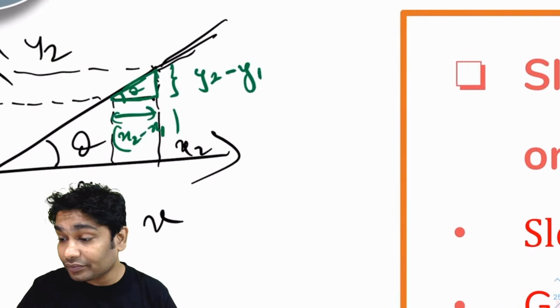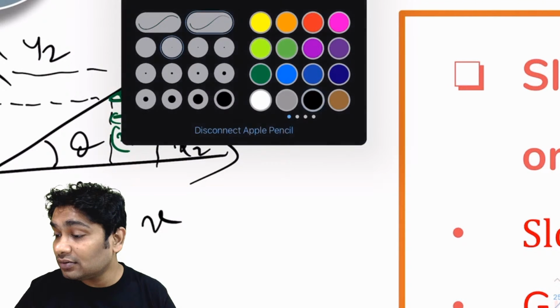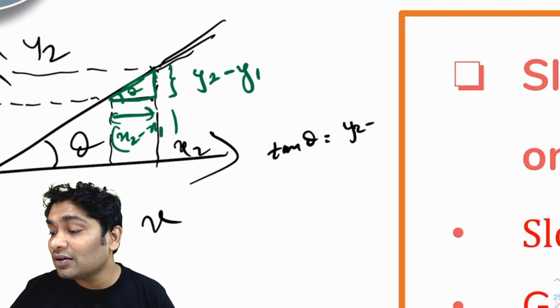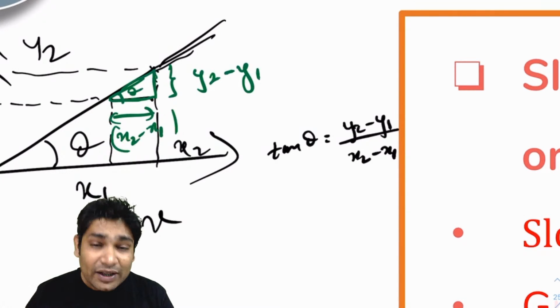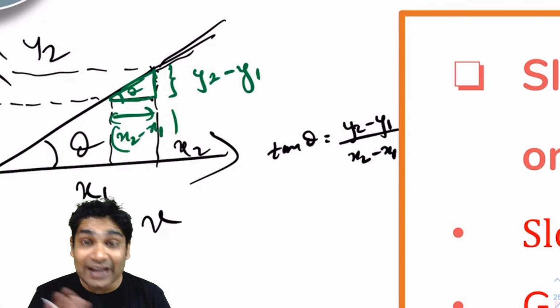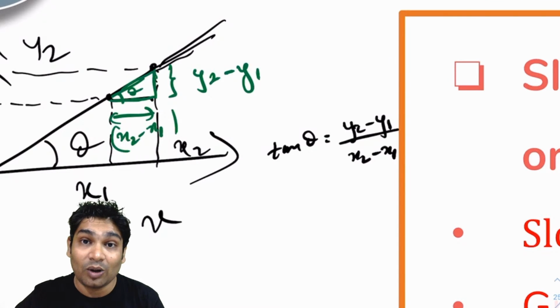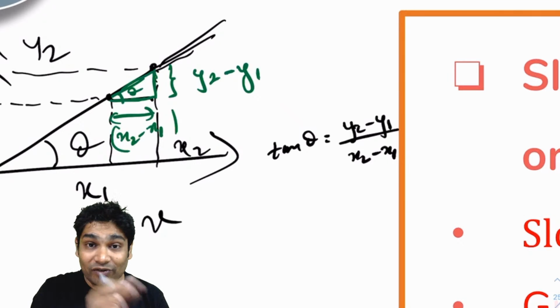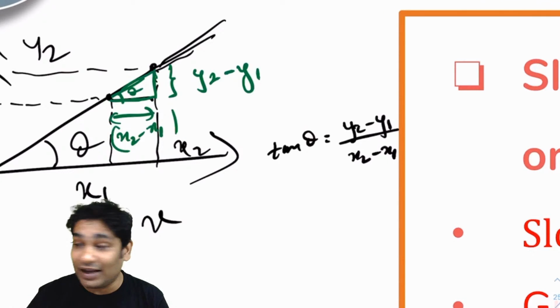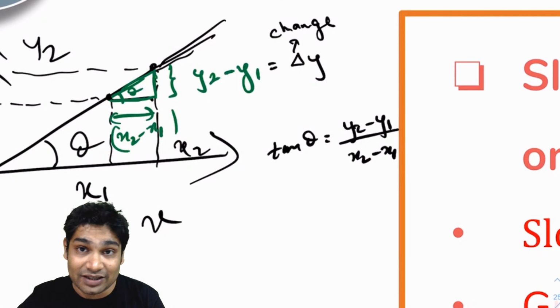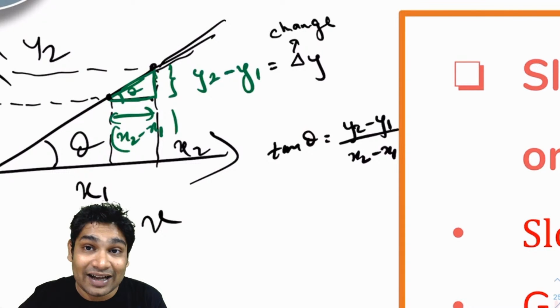So what is tan theta? Tan theta here becomes, if I look at my triangle, I get my tan theta as y2 minus y1 over x2 minus x1. So what you realize is, what is y2 minus y1? y2 minus y1 is the change in value of y when I move from one point of the graph to another. So while moving from one point of the graph to another, what is the change in value of y? This is often denoted as delta y. This is the symbol which means change. I'm talking about change. Delta means change. So change in y is represented as delta y.